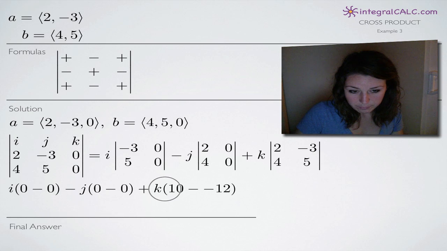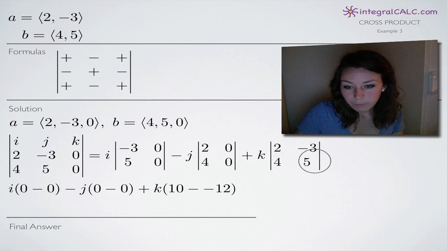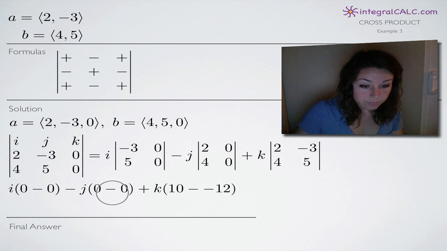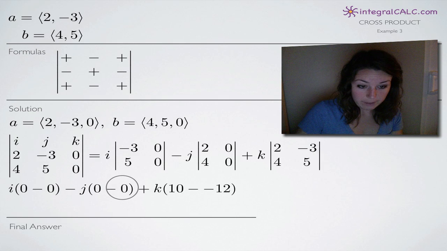Let's jump over to the example with k right here so that we have some numbers that are different and we can make sure we've got it. Remember, upper left and lower right first. 2 times 5 gives us 10, so 10 goes in that first spot. Always subtract, and then 4 times 3 is 12, so we end up with a minus 12. Remember, it's always the upper left times the lower right minus the lower left times the upper right. And that goes for i, j, and k.